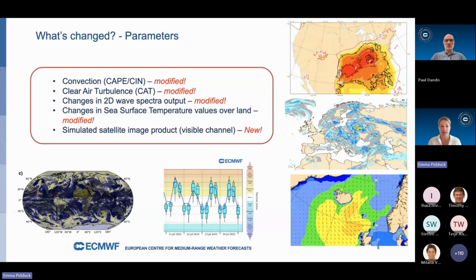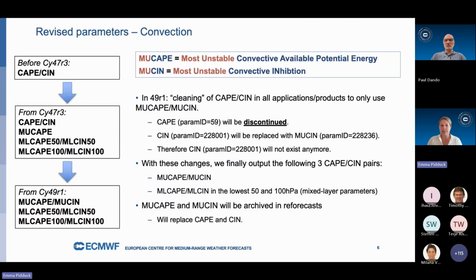And then for the simulated satellite image products, these still exist. They have changed slightly, and we've introduced a new part of it, which is the visible channel. So that's the image in the bottom left there. And if you're interested, there is actually a newsletter article about this that was published in the summer newsletter, so you can read more about this product. So these are the changes, or the modified, adapted ones, and later we'll talk about some new ones.